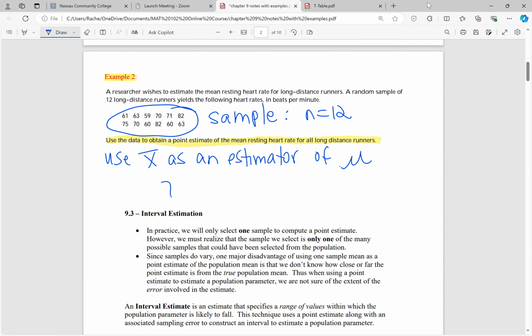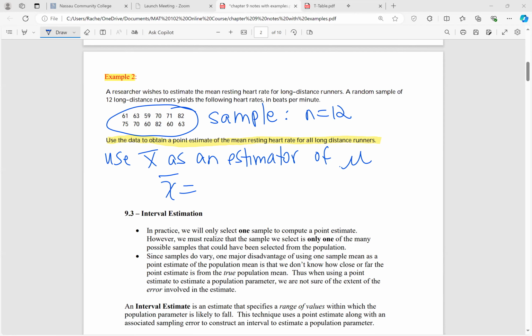And you guys know how to get X bar, right? We could either do it by hand, add up all the data values and divide by N, which is 12, or we could plug the list into the calculator, do one variable stat. And that's what I'm going to do. It's just quicker. So if you want, you can pause here, enter that data set into your calculator, and find the mean. And when you unpause, you'll see my calculator.